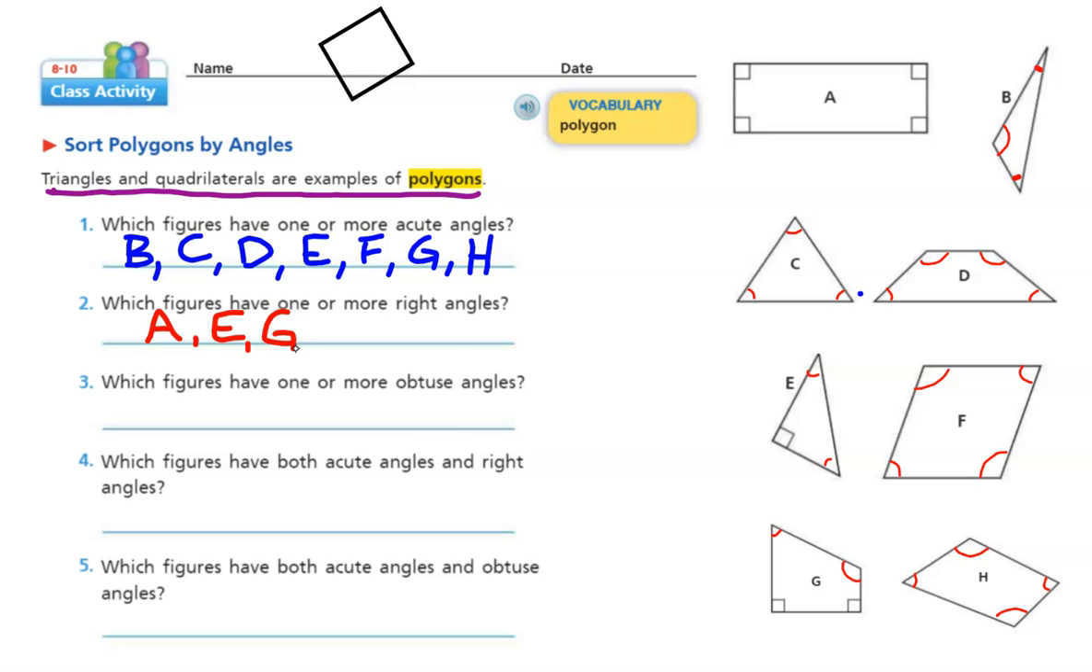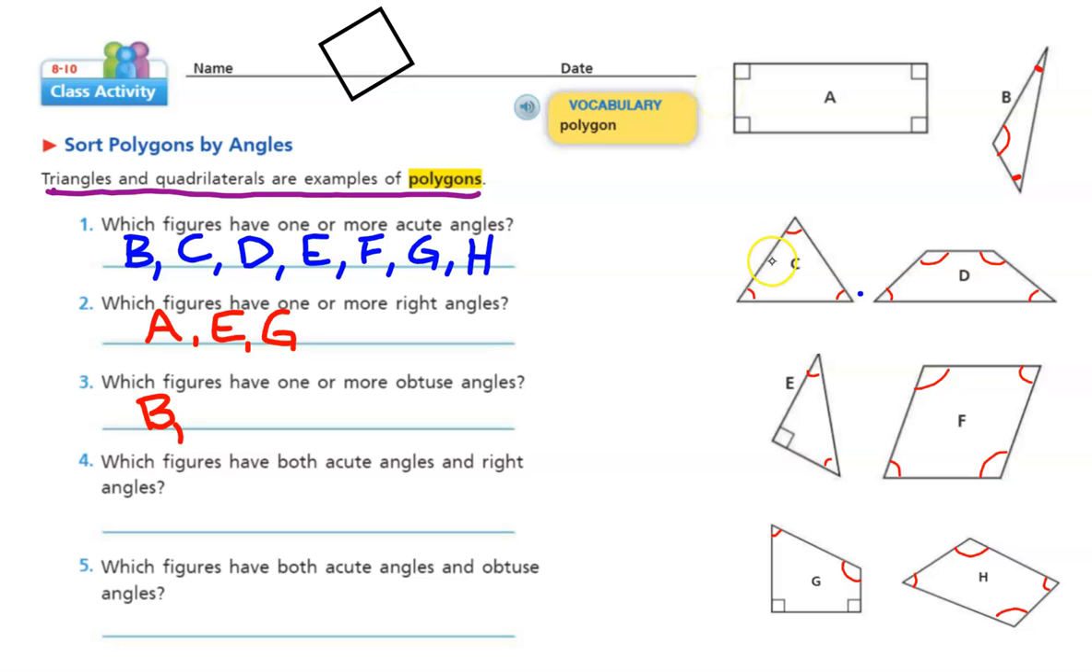Okay. Number 3 says which figures have one or more obtuse angles. So remember, those are the ones that were wider to draw and seemed wider than a 90-degree angle. You can always use your 90-degree tester, but for today I'll walk you through it. Well, this guy right here on the letter B is definitely going to be obtuse. And you'll notice I skipped A because A, we already know, has all 90-degree angles.